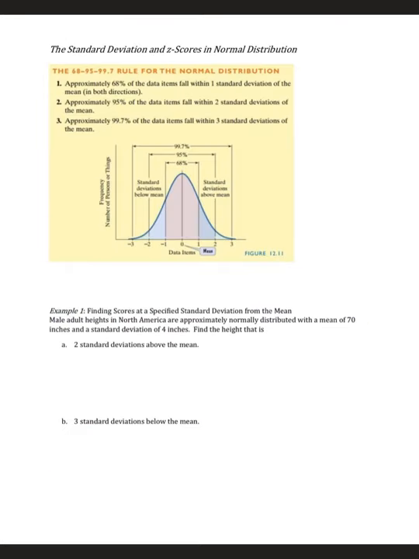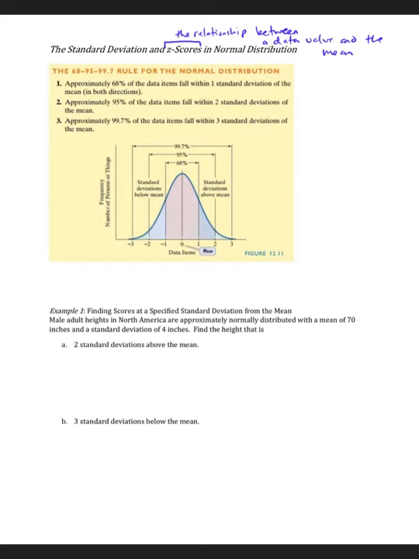What we're going to be doing now is calculating what we call a z-score. A z-score is the relationship between a data value and the mean. These are measured in standard deviations. The higher the z-score, the further away from the mean that data value will be.